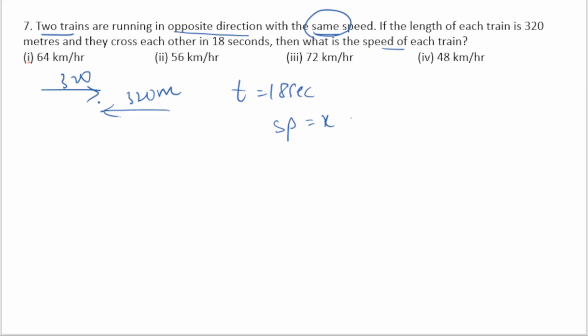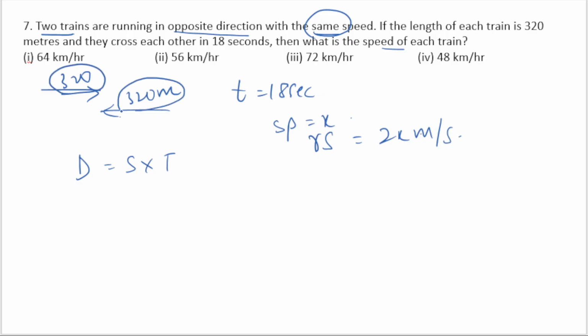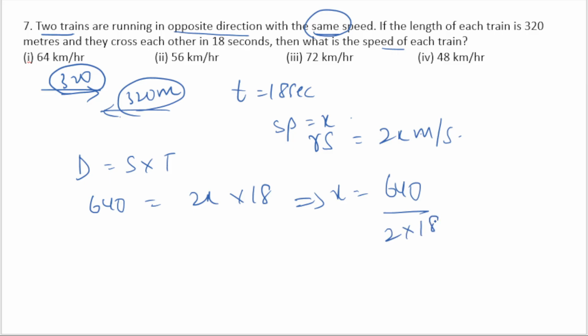If they are traveling at the same speed and in opposite directions, what is the relative speed? Relative speed is equal to the sum of both the speeds. It is 2x, 2x meters per second. So distance is equal to speed into time. Total distance is equal to the sum of the lengths of both the trains. It is 320 plus 320, it is 640. 640 is equal to relative speed 2x into 18. So here x is equal to 640 divided by 2 into 18. This is in meters per second.